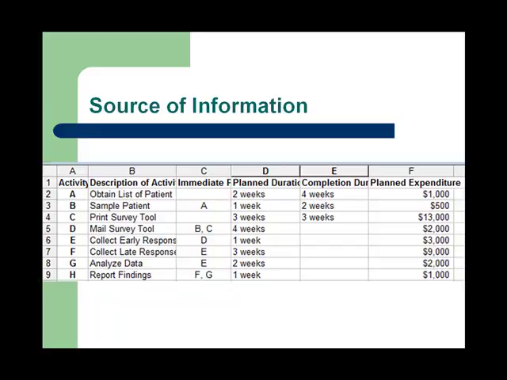Source of information. The information used throughout the presentation has been derived from the table shown. We see the project's 8 activities, a description of them, their planned duration, their actual or completed duration, and their cost. Note that only the first 3 activities have been completed thus far, activities A, B, and C. Of these 3 activities, A and B lay within the critical path and will therefore be focused on more so.